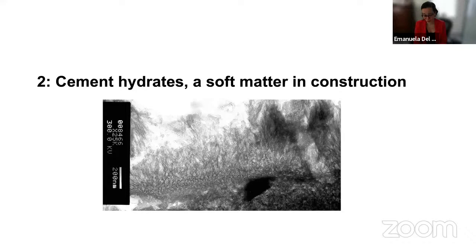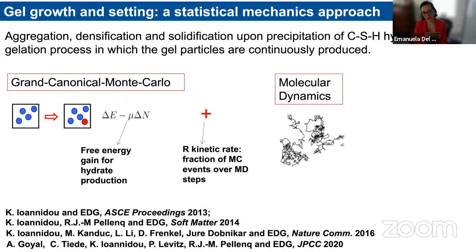So the way we approach this problem is to say: knowing these forces between the nanoparticles, we can design a process in which we study the formation of a gel as these particles are continuously produced, because this is what happens in the real material. You have some sort of colloidal gel that forms, but the particles are continuously produced by the precipitation of the calcium silicate hydrate and this continuous aggregation.